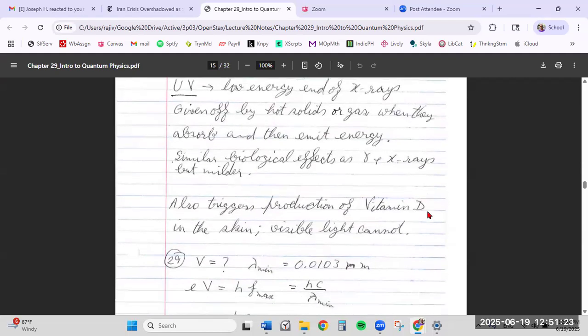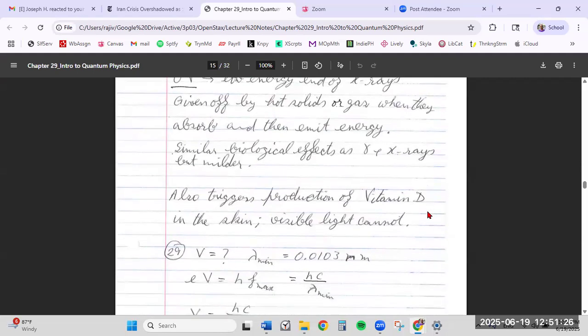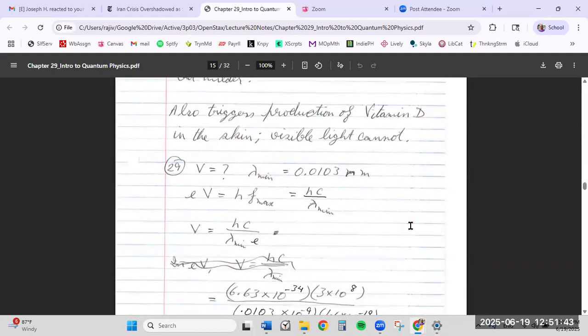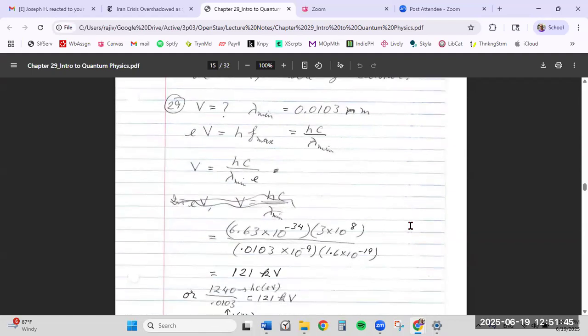In addition to being dangerous, ultraviolet rays also trigger production of vitamin D in the skin, so there is some benefit as well. Visible light cannot help the body produce vitamin D, but only ultraviolet rays can. Okay, let's look at problem number 29.